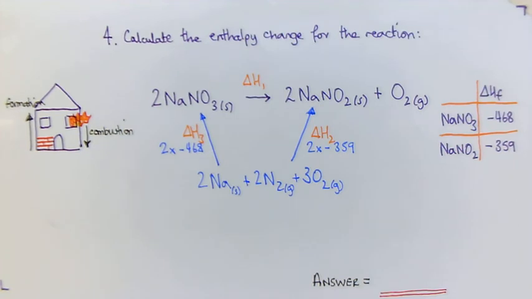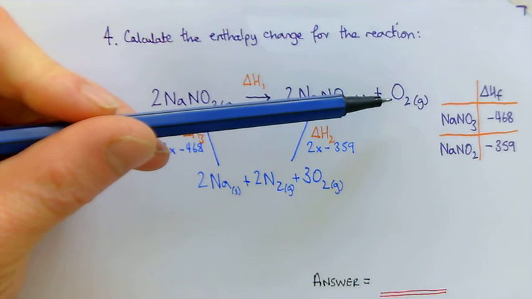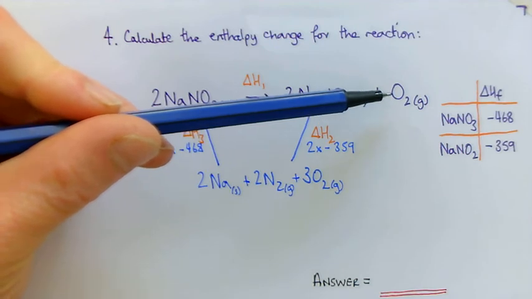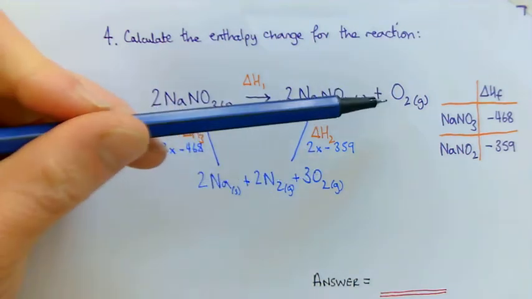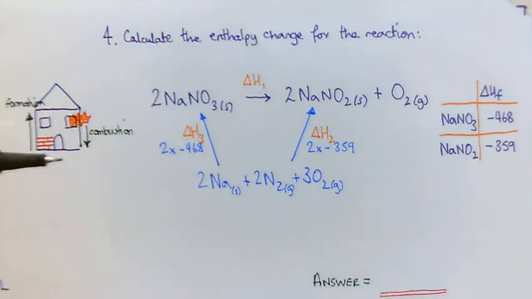I'm not going to include oxygen because oxygen is already in its standard state and elemental form there, so oxygen can't be formed from oxygen. There's no value associated with that, so it's just 0, so we just ignore it.